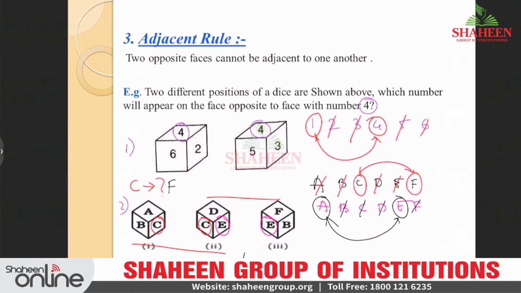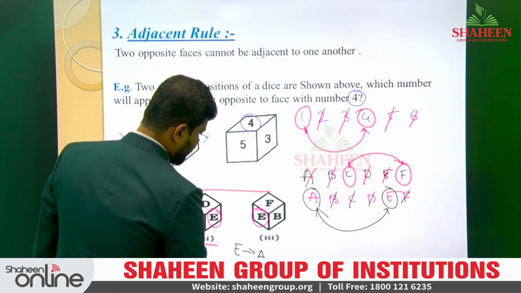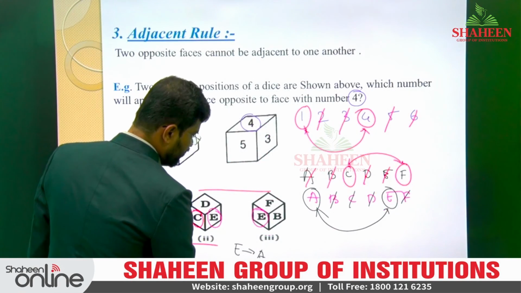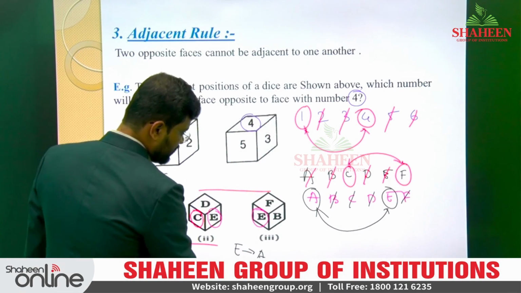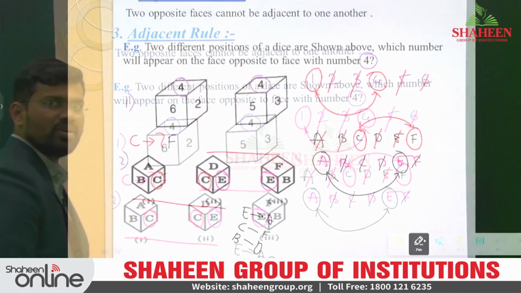So here A is opposite to E, C is opposite to F. Then what am I left with? I am left with B. So B is opposite to D.